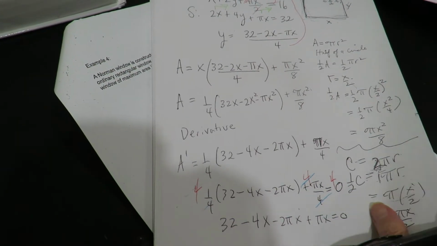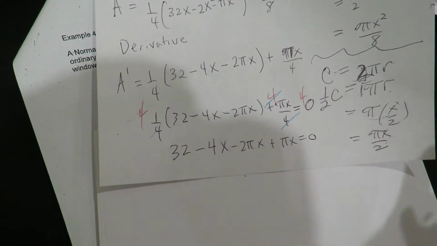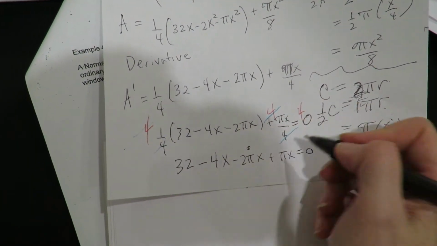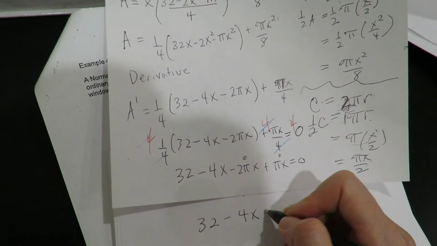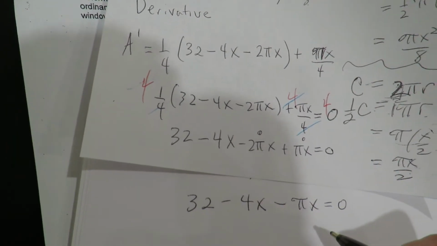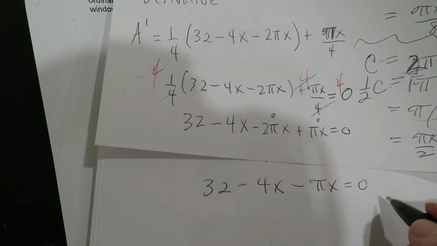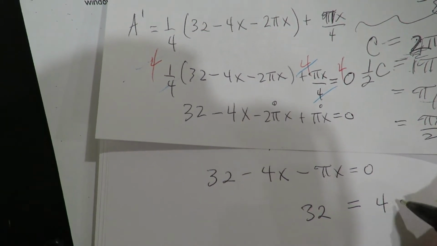Okay, awesome. Because I'm sure you have a horrified face right now, but we're going to keep going here. We got this. All right, let's combine this guy with this guy. So 32 minus 4x minus pi x equals 0. All right, we're making progress now. Let's get the x terms by themselves, so I'm moving them to the right.